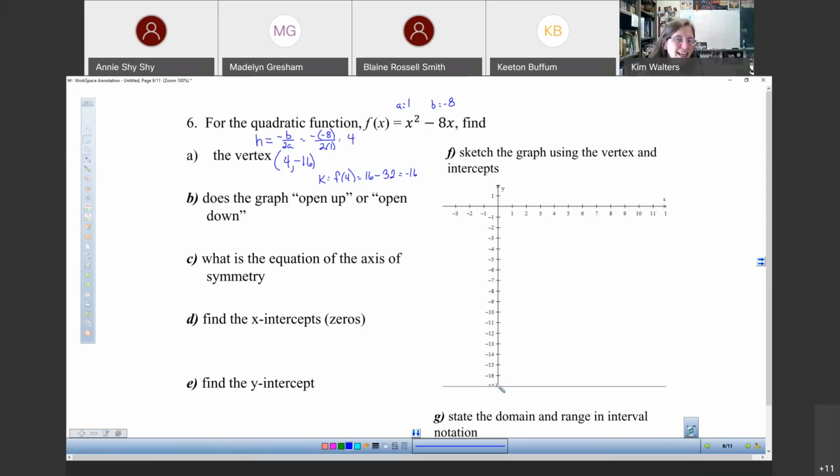And you probably got an idea it's going to be negative because of this funky guy. Opens up or opens down?